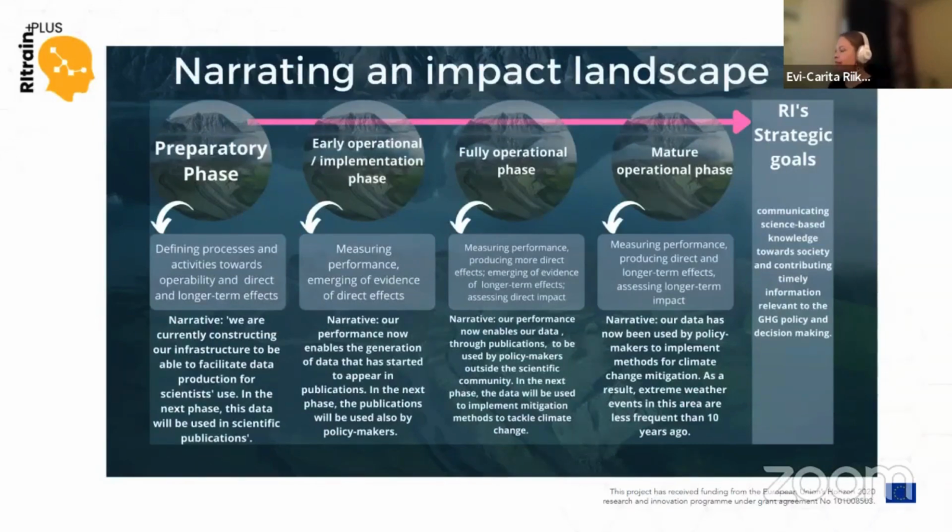So all of these phases in the life cycle have elements of producing impact, but it's of course on different levels depending on the capacity of the RI. But this way, it's possible to somehow narrate a story towards this longer term impact and towards fulfilling the strategic goal. So it might not be so kind of invisible in a way.